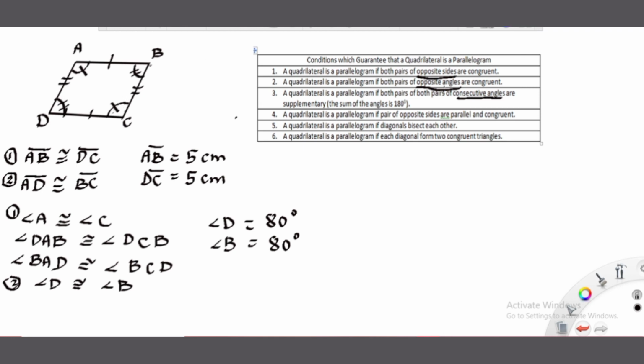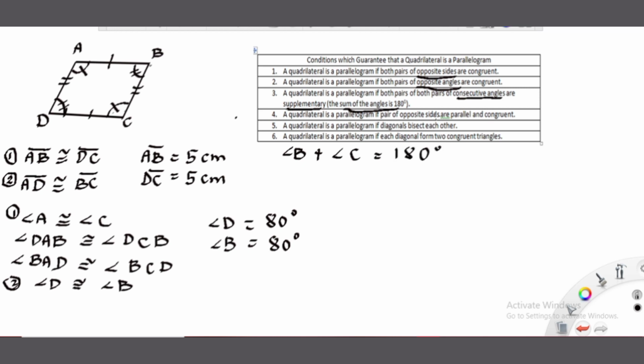At ang sabi dito, if this is a parallelogram, consecutive angles are supplementary. So when we say supplementary, the sum of their angles is 180. Ibig sabihin, pag inadd natin yung dalawang consecutive angles, the sum will be 180 degrees. So kunin natin yung angle B and angle C. Since these two are consecutive angles, ibig sabihin, pag inadd natin yung measurement ni angle B with angle C, the sum will be equal to 180 degrees.